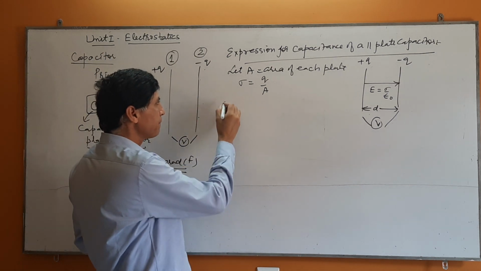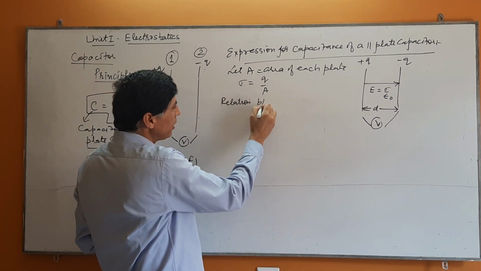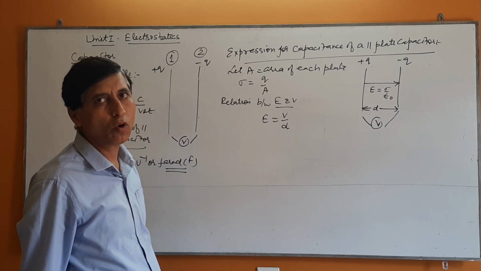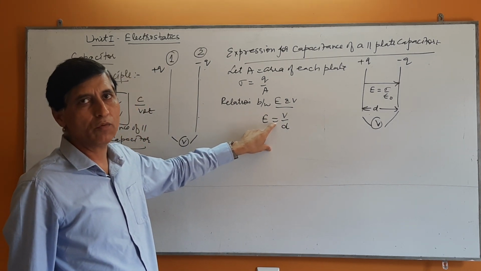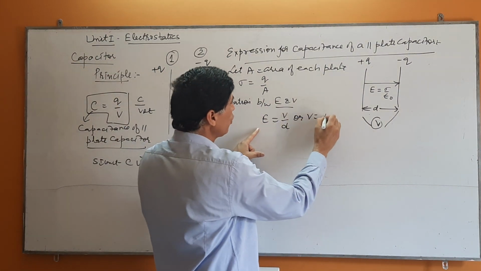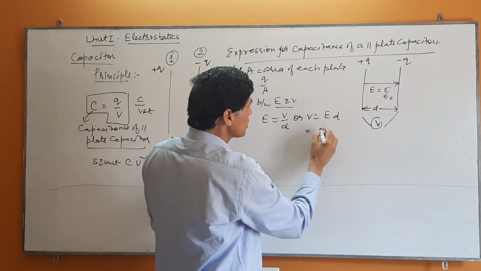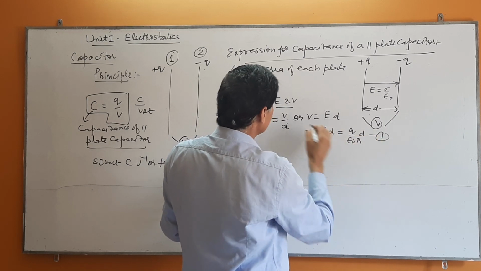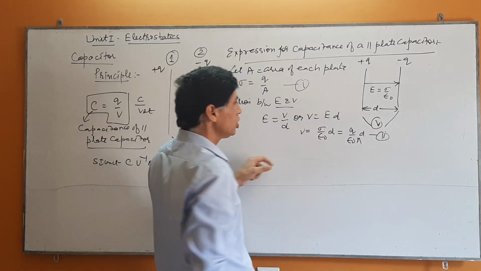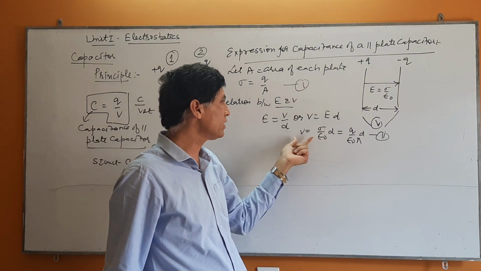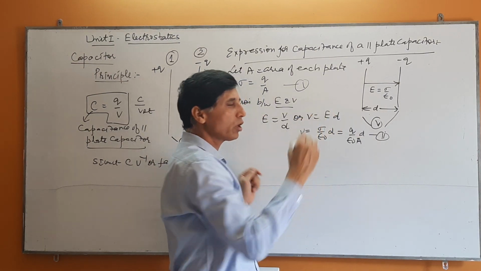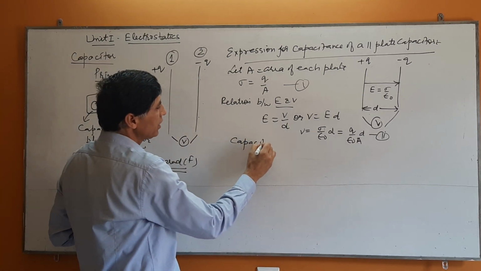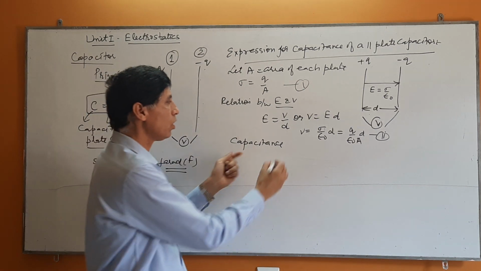Now we have read a relation between E and V. If you are going to apply it numerically, then E is equal to V upon D, the relation between electric field and potential. We have already discussed this relation, or V is equal to E into D. In this case, E is given by sigma upon epsilon naught, and what is sigma? Q upon A. This is equation 1 and this is equation number 2. This is the potential difference between the two plates. V is equal to Q upon epsilon naught A into D. What is our purpose? We want to find the capacitance. Now capacitance, rather electrical capacitance, in short I can say it is the capacitance of the capacitor.